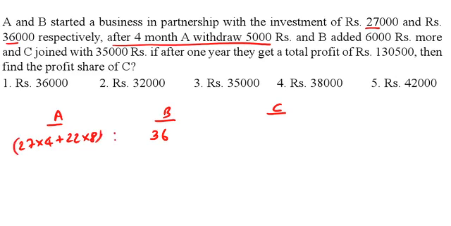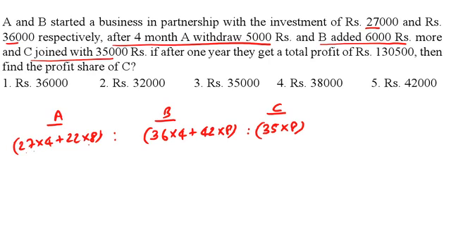This is regarding A. Now, come to B. B is adding 6,000 after 4 months. So, 36 into 4 plus 42 into 8. Then C is joining with 3,500, that is 35,000. So, 35 will be for 8 months. Now, calculating this is 108 and 176. 108 plus 176, this is 284.